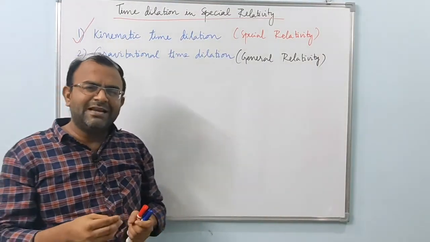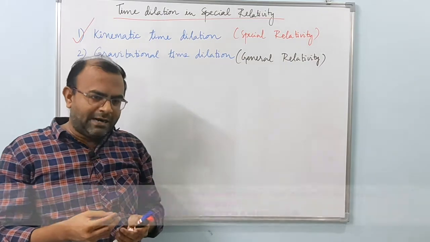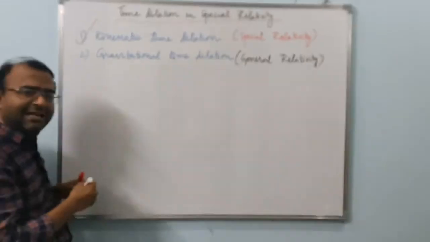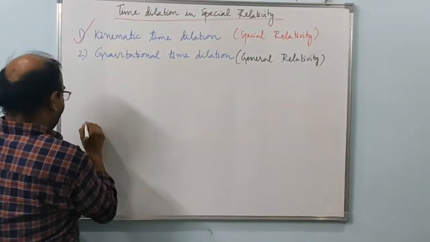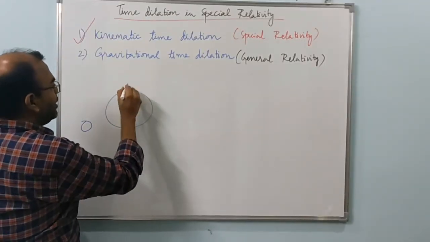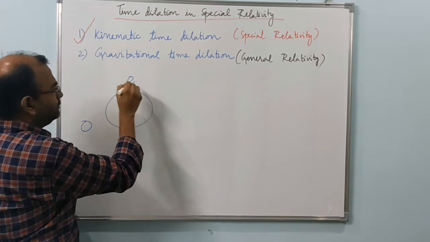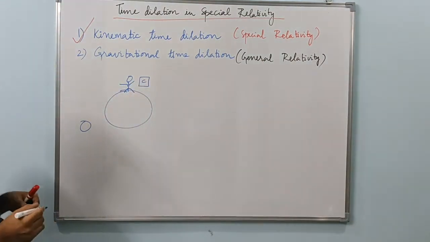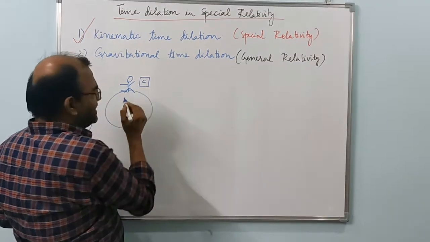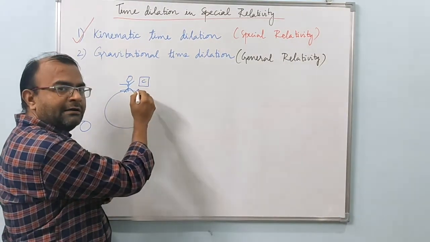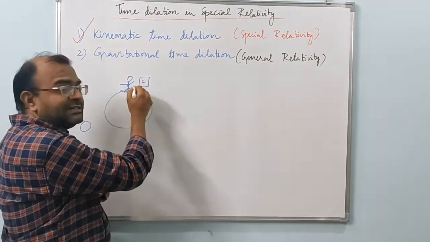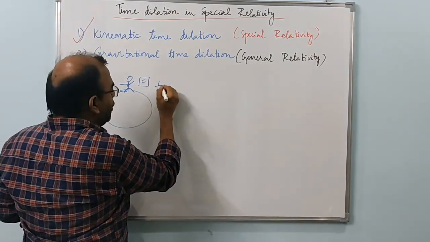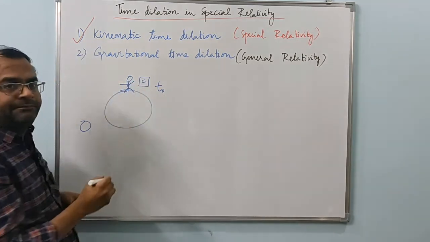So let us briefly understand this further with an example. Let us say there is an observer O who is stationary on Earth, and he has a clock. Now let us say he measures a certain event to take a duration of time, let us say T0, in this clock.